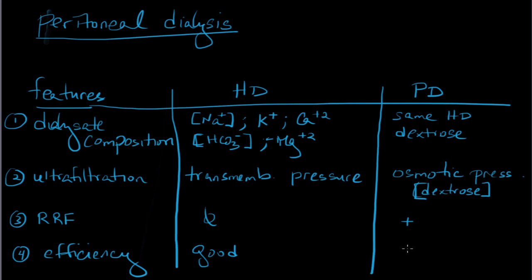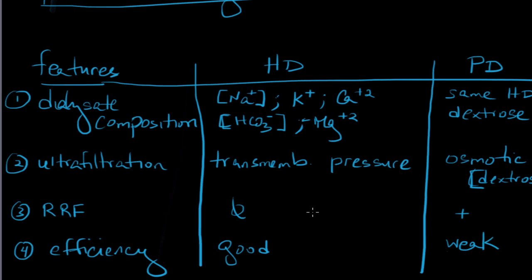But in PD, efficiency is pretty weak. And that's because of the nature of how PD works. It's a slow process. And so you need a little bit of help, and that help comes here in the form of residual renal function. The more residual renal function you have, the less work you have to do on PD, so that in total you're getting good, efficient dialysis. So that's efficiency, which is related to residual renal function, on which PD depends more heavily than HD.